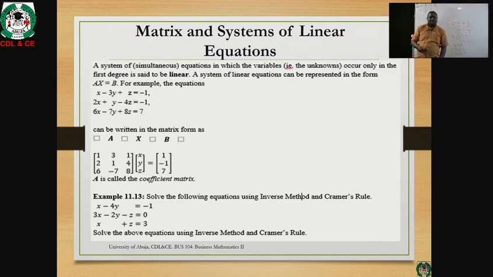If you look at the first equation given to us there, the coefficients of x, y, z are brought out as the matrix. Then x, y, z is brought out as the second matrix to multiply it. Then the third matrix represents the constants, which are 1, minus 1, and 7. That is why we say matrix A, X, B. Now, in the example we have, which is example 13, solve the following equations using the inverse method and Cramer's rule. Let's begin by looking at the inverse method first.